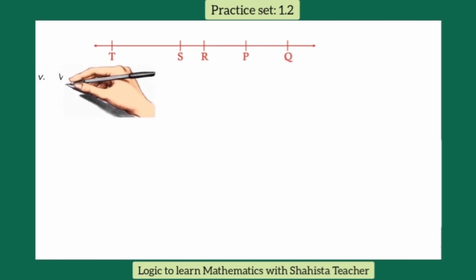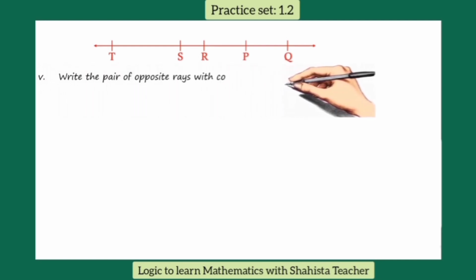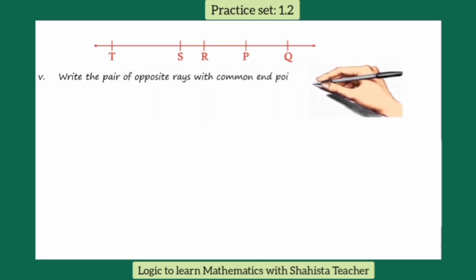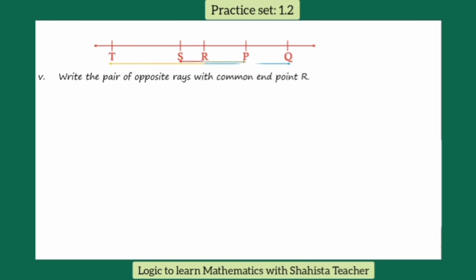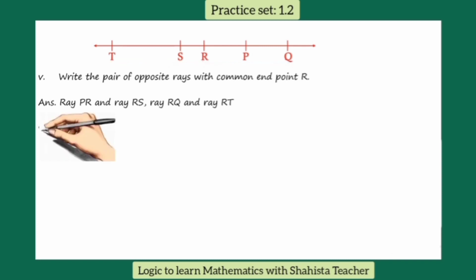Sub-question 5. Write the pair of opposite rays with common endpoint R. So here, ray RS, ray RP, ray RQ and ray RT. Here, R is the common endpoint for all these opposite rays. So we can say ray RP, ray RS, ray RQ and ray RT, and the common endpoint is R. These all are opposite rays.